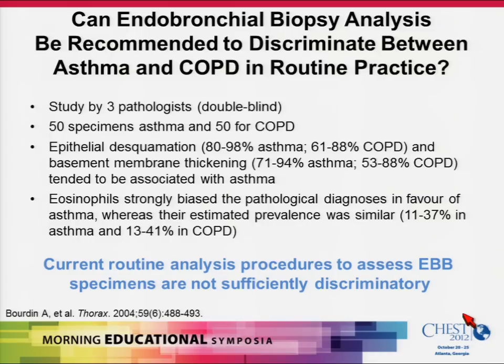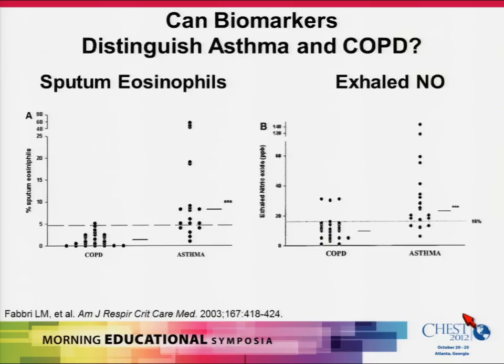Yes, epithelial desquamation was seen in asthma. This is the range in the three of them. COPD, you can see that, A, they didn't totally agree with each other, and indeed there was a lot of overlap between asthma and COPD in epithelial desquamation. Basement membrane thickening, obviously tended to be more associated with asthma, but again, there was overlap. Eosinophils strongly biased the pathologic diagnosis in favor of asthma, but when you really looked at the prevalence, they were very similar in these two. So the pathologists couldn't decide and distinguish between asthma and COPD on bronchial biopsies in this article published in Thorax. I'm sorry, this was a British study a couple years ago.